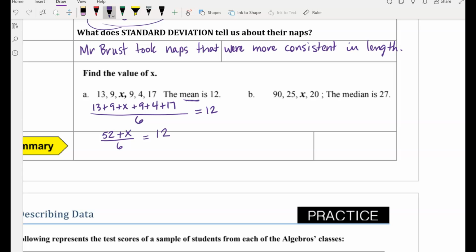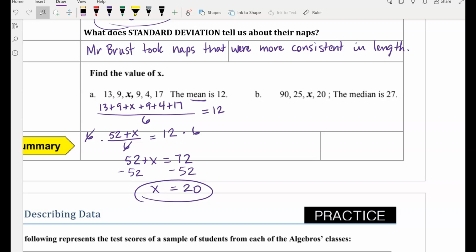To solve this type of equation, we want to multiply both sides by 6, which gives us 52 plus x is equal to 12 times 6, which is 72. Now we can subtract 52 from both sides, and x is equal to 20. So that's the number that's missing from our list for that list to have a mean of 12.